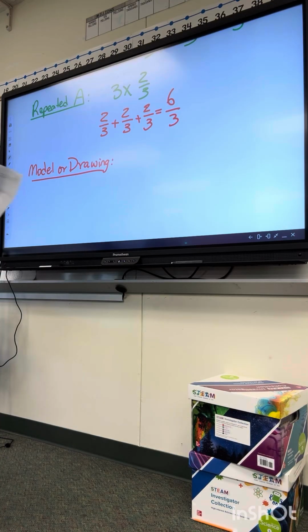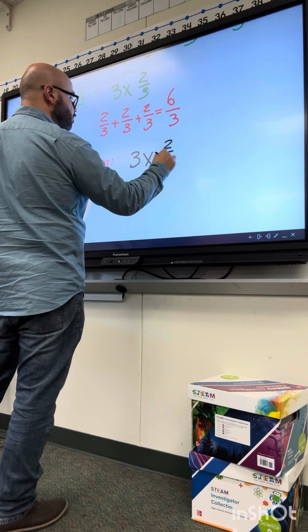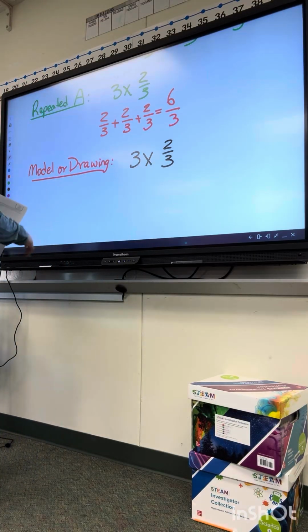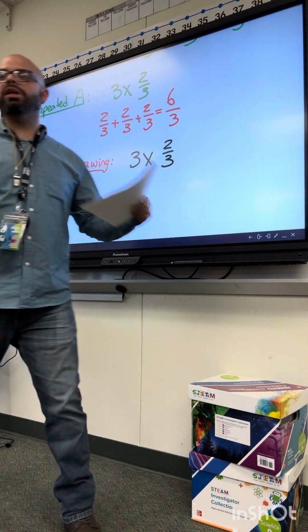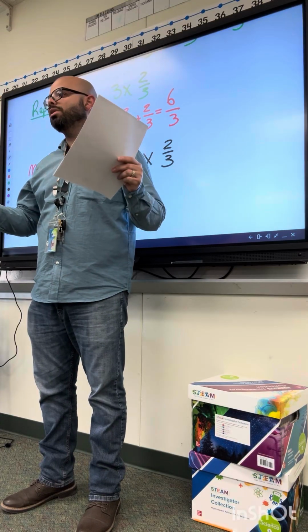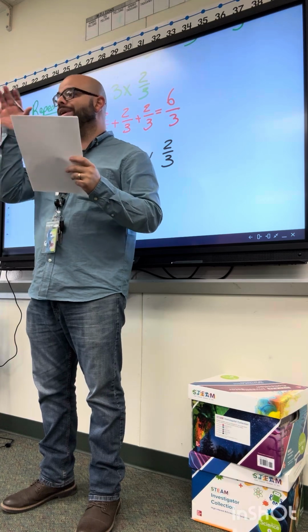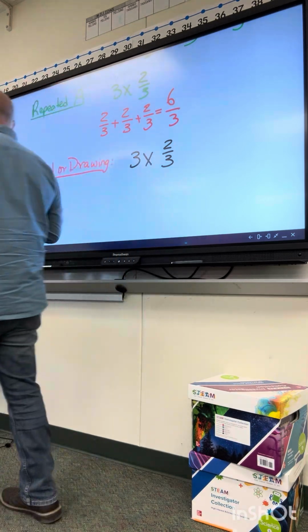All right. So let's use the same problem. We're going to stick with 3 times 2 over 3. You could use circles. You could use rectangles. Try to use circles or rectangles because those are the easier ones that you could break down equally. Because you need to break that whole number equally. So in this case, yes.